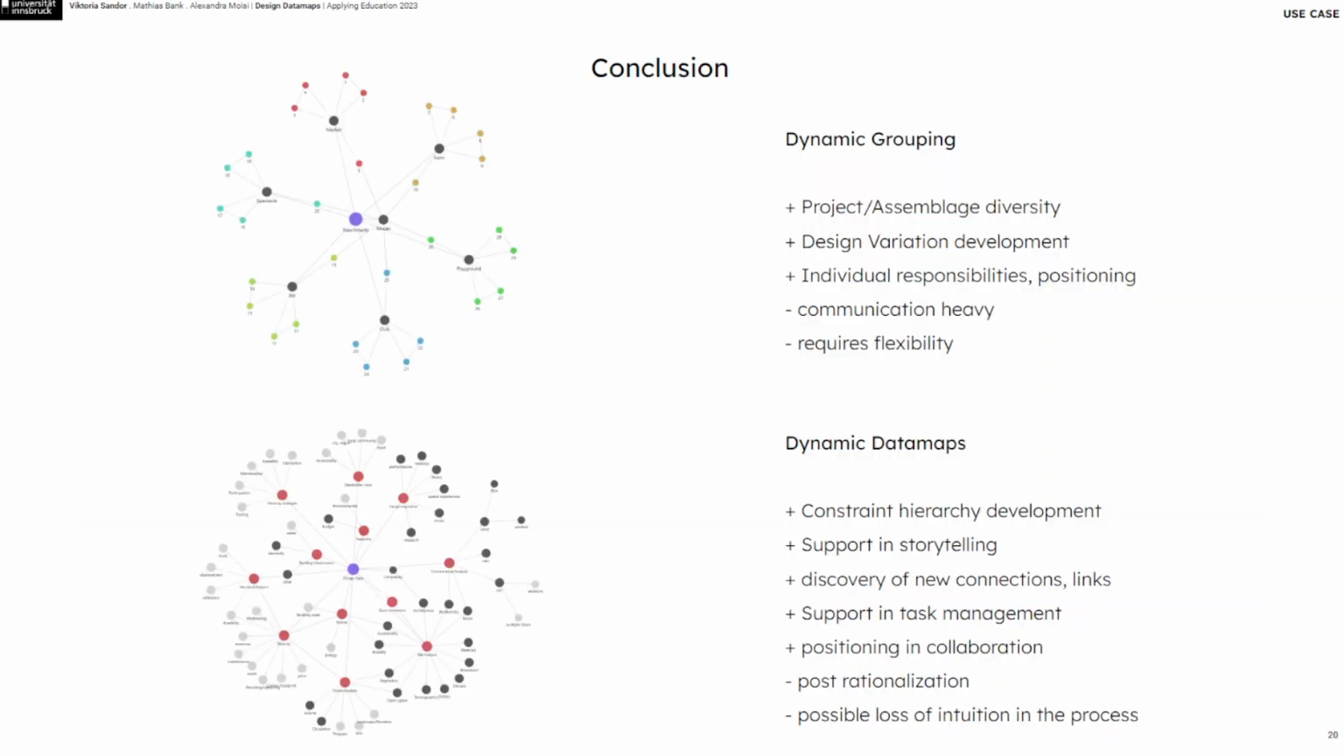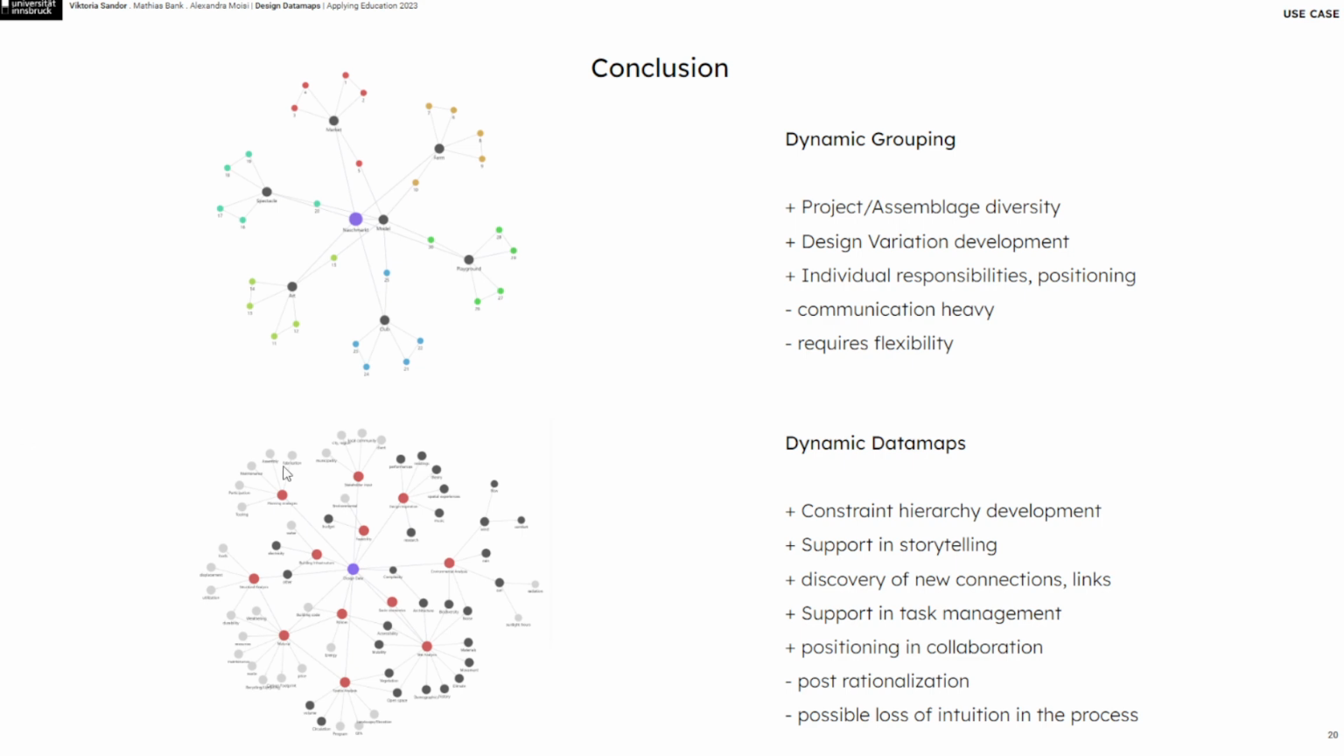To conclude, in our use of dynamic data maps and dynamic grouping in our collaborative design course, we actually have both advantages and disadvantages with such techniques. Dynamic data maps can help in the development of constraint hierarchies, support storytelling, aid in task management, and facilitate collaboration positioning. They can also help in the discovery of new connections and links. However, they may lead to post-rationalization and could possibly result in a loss of intuition in the design process.